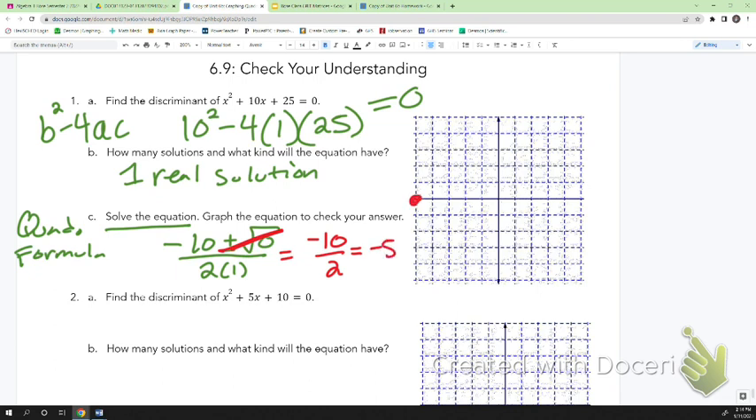I could sketch it over here. It's going to have a y-intercept all the way up at 25. This is what problems are going to look like on your tests and your homework. Questions? No. Our homework is 1 through 6. There's more than that, but I'm only assigning 1 through 6.